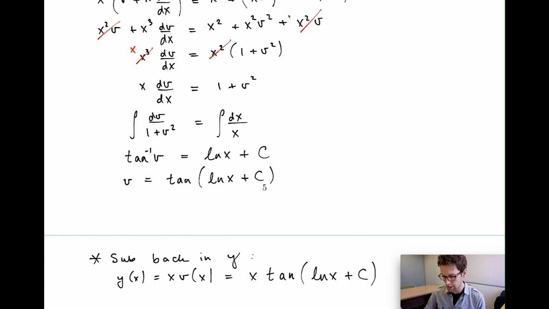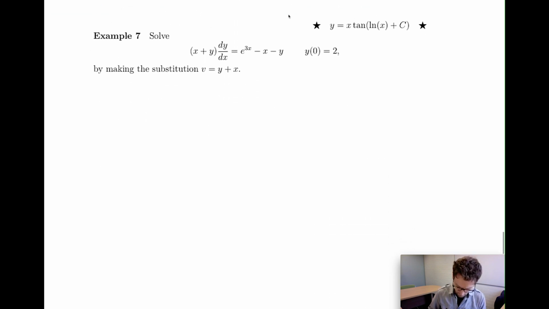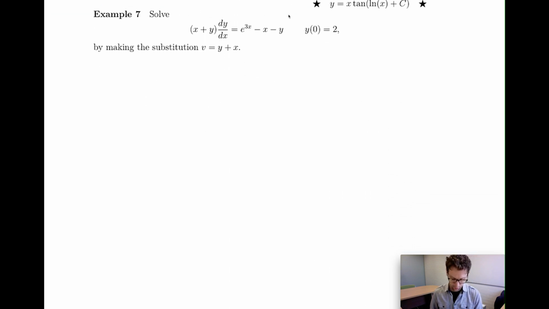Let's look at another example where we need to make a substitution. We have (x + y) dy/dx = e^(3x) - x - y. So this is a nonlinear problem because I've got a y dy/dx, and it's a first order problem. You notice also that we're given some initial conditions that we're going to use to figure out the unknown constant of integration.